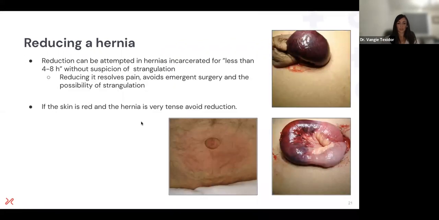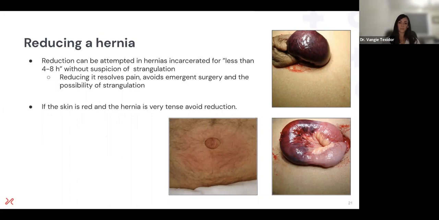Now, these are other patients where it's more similar to how an incarcerated or strangulated hernia might look. When you see redness around your protrusion, and it's tense and exquisitely tender, then you have to worry that it might be a strangulation. In general, they teach almost everyone that after a certain amount of hours, in the literature you find 4 to 8 hours, you have to suspect strangulation and not reduce them.